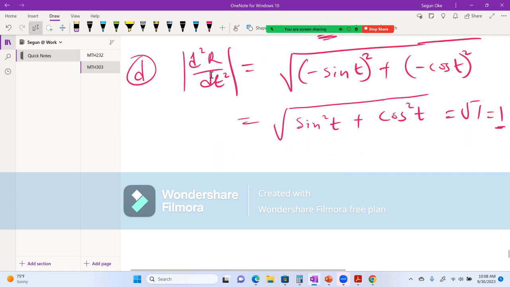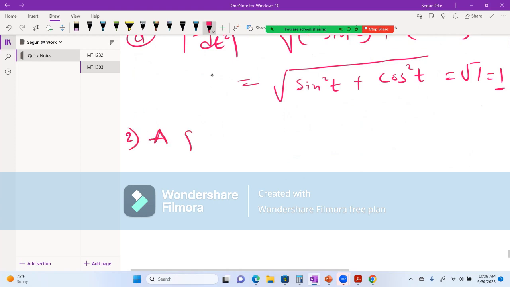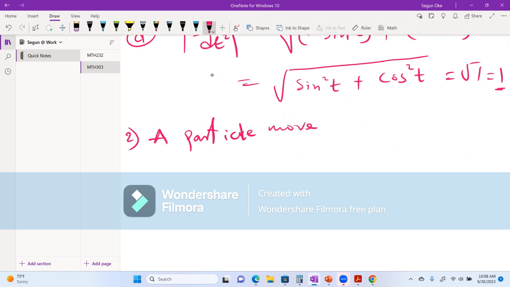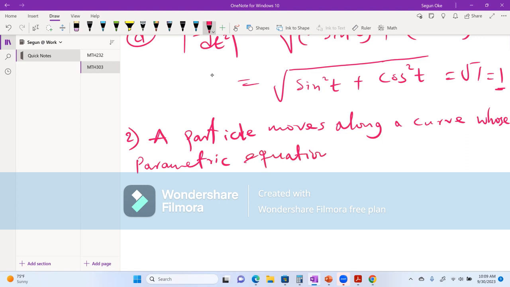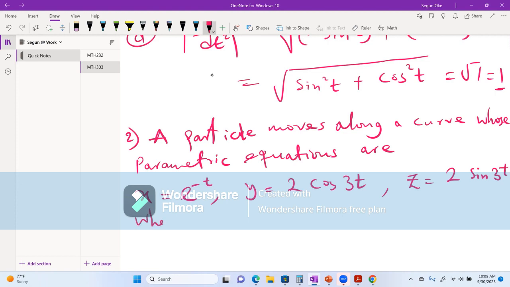Now let's look at question 2. Question 2 says, a particle along a curve whose parametric equations are x equals e to the power minus t, y equals 2 cos 3t, z equals 2 sine 3t, where t is equal to time. For those of you that have the past questions, you can look at them. You will see some of those questions we're solving.